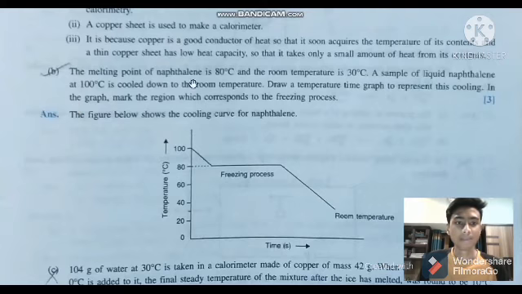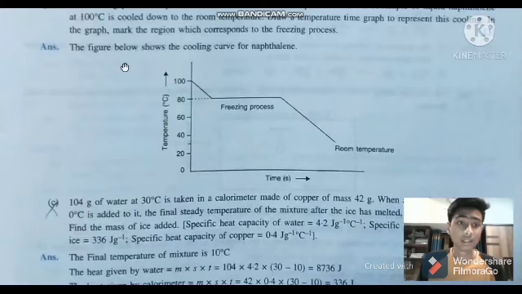Next question: the melting point of naphthalene is 80 degrees centigrade and the room temperature is 30 degrees centigrade. A sample of liquid naphthalene at 100 degrees is cooled down to room temperature. Draw a temperature-time graph representing the cooling, marking the things which correspond to the freezing process. Ultimately, liquid naphthalene at 100 is going to come down to 80 degrees centigrade.